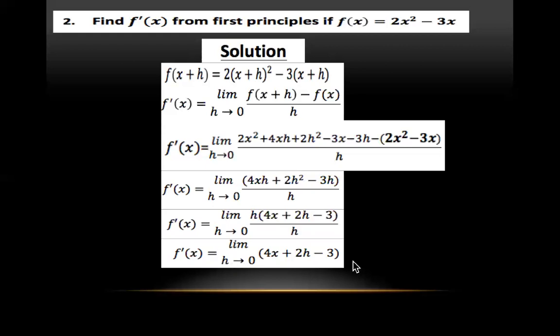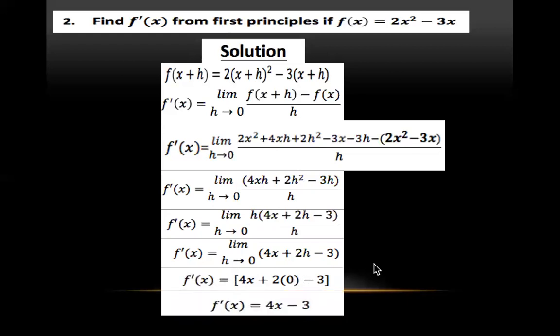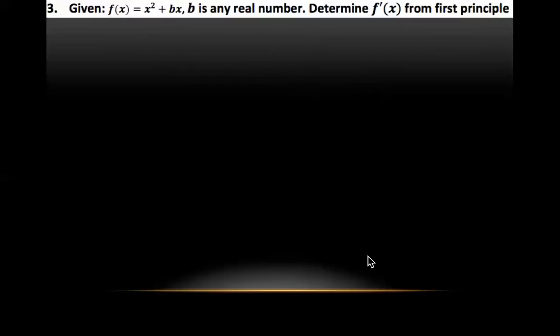Okay, so in this case, what happens? The denominator is 1. Therefore, we can do the substitution of h. We take 0, we put it where there is h. So 2 times 0 is 0. So the result will be 4x minus 3. So here is 4x minus 3. So that is the solution for the second question. We move to question 3.